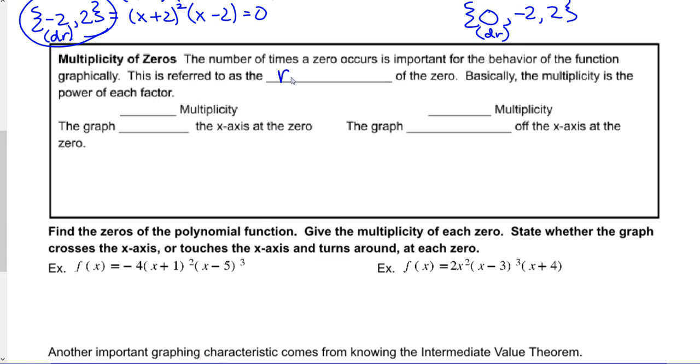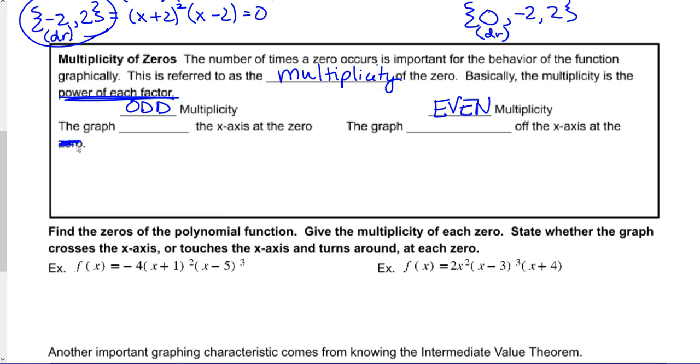This is referred to as the multiplicity of the 0. Basically, the multiplicity of the 0 is the power of each factor. So here, this one occurred twice. That multiplicity is equal to 2. This one occurs once. Its multiplicity is equal to 1. Now, what it determines on the graph, the characteristic here, is whether the multiplicity is even or whether it is odd. So for odd multiplicity, we're going to have something. And for even multiplicity, we're going to have something.